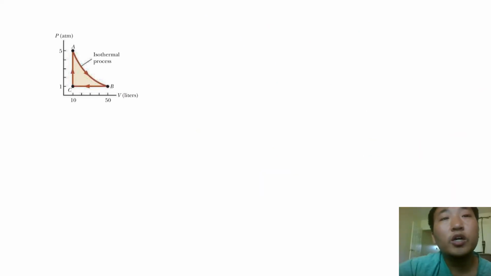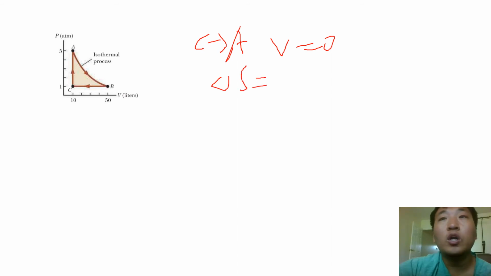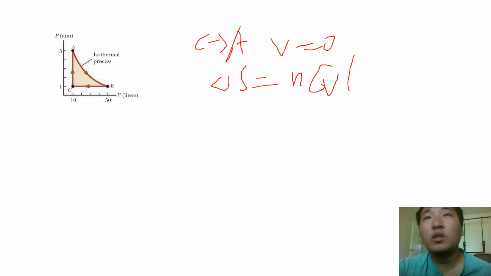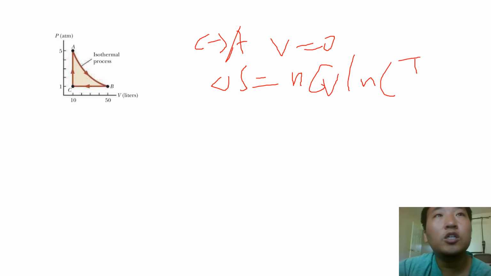Continuing with the C to A process, we can notice that the C to A process is an isochoric process because the volume doesn't change. So that means the entropy change equals the heat capacity n Cv times log of the difference of the temperature. So for C to A, it's Ta to Tc.